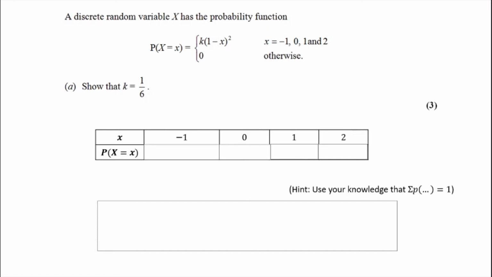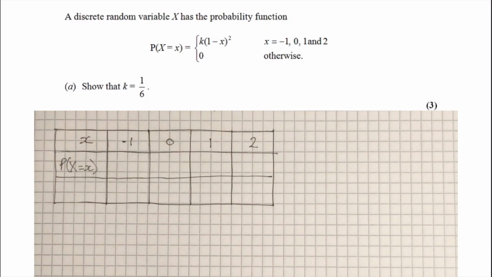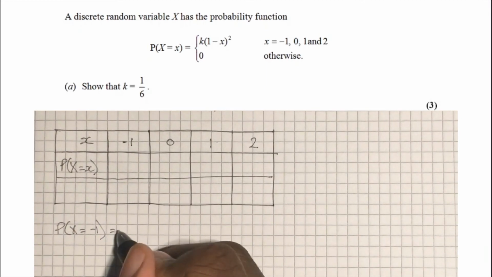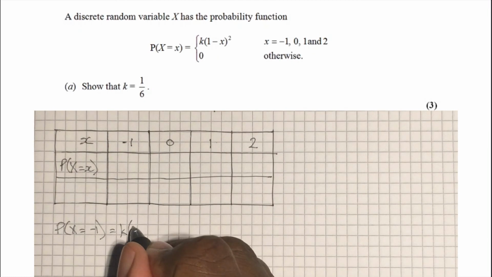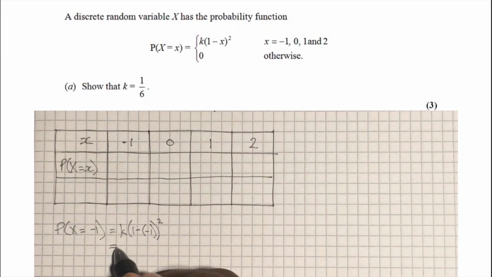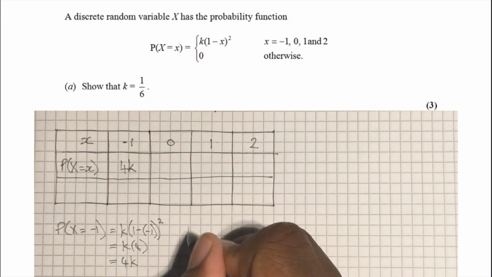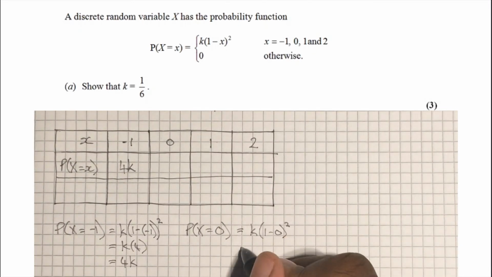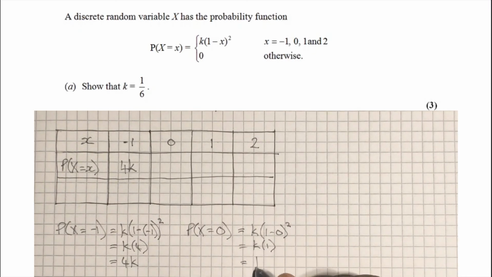So we're just going to go ahead and do our substitution, and we're going to get probabilities in terms of k, but we're going to use that fact to help us find k. Okay, so the probability that x equals -1 is going to equal k, and in my brackets I've got 1 minus -1, close the bracket and square it. We should be able to do this bit in our heads. That's going to be 2. So 2 squared is 4. That gives us 4k. The probability that x equals 0, we're going to substitute in 0. That gives us k times 1 squared, which is just going to be k.